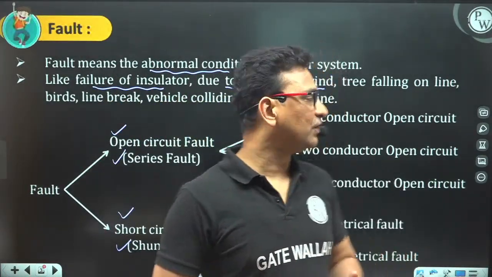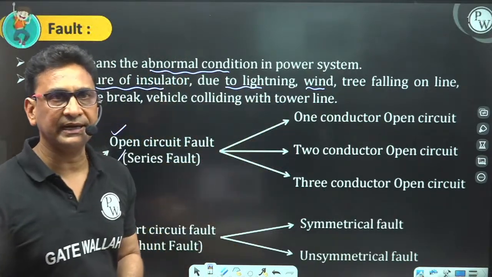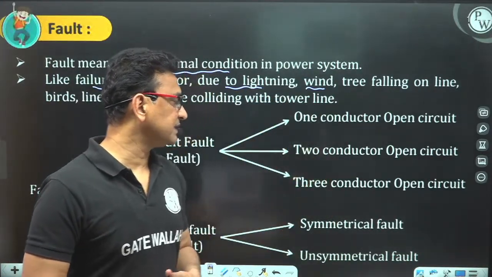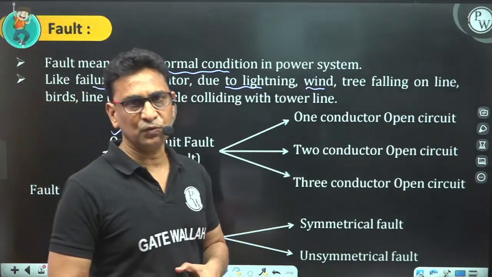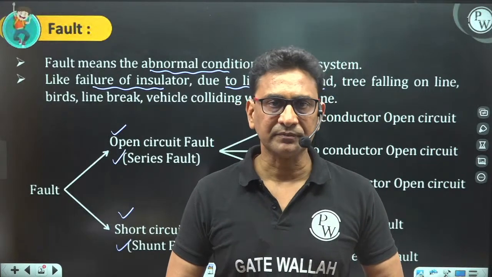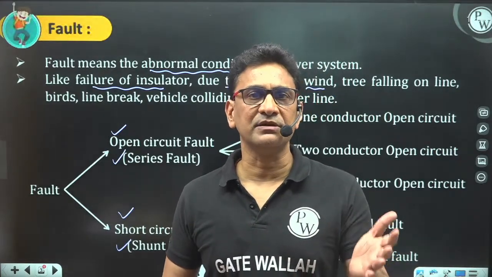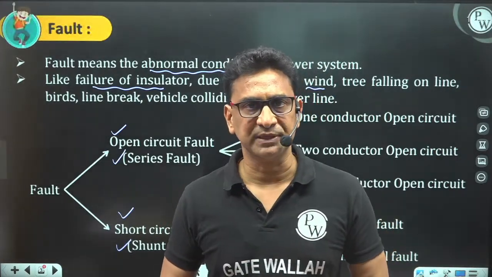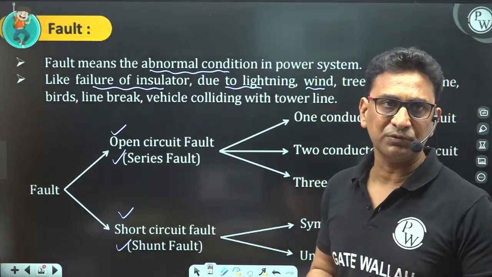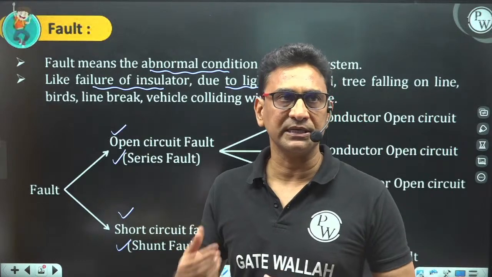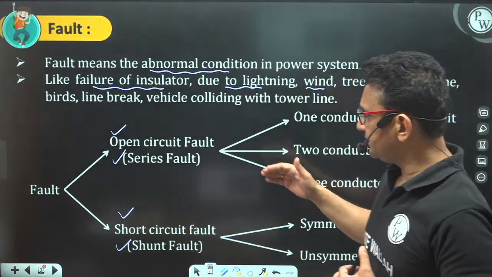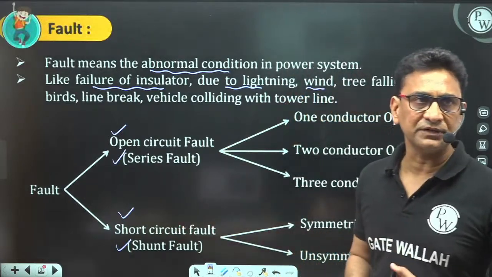The open circuit fault is further classified into three categories. It may be one conductor open circuit, two conductors open circuit, or three conductors open circuit. Whenever an open circuit fault occurs, that means the current is not flowing from the power plant to the end consumer. But in our syllabus, we generally study the short circuit fault. The short circuit fault is the most important.